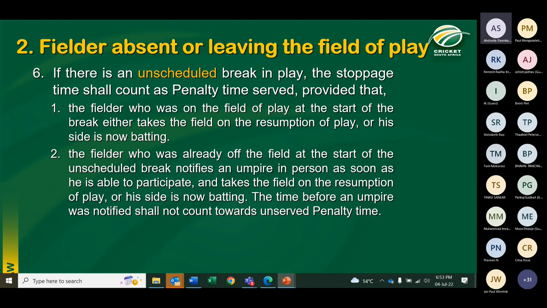Second instance, when you can offset an unscheduled break against the penalty time that a player owes us. So point two, the criteria that now need to be in place. In example one, when it started raining, the player was on the field of play. In example two, when it started raining, the player was not on the field of play. And that's the difference here. So at the start of the unscheduled break, at the start of the rain interruption, Johnny, the fielder, was not on the field of play.